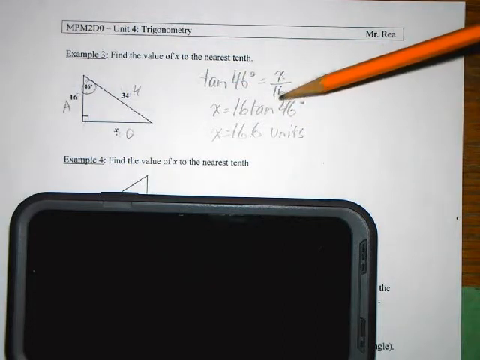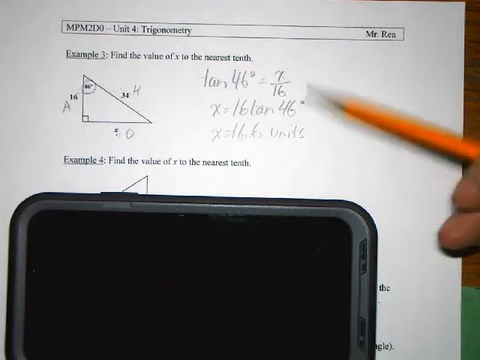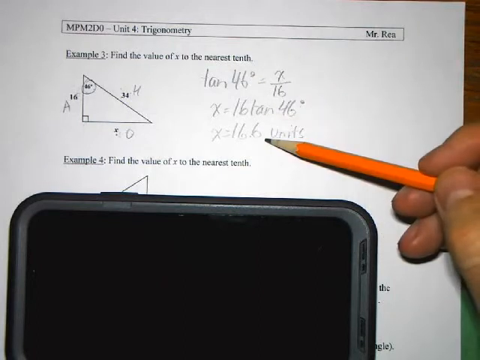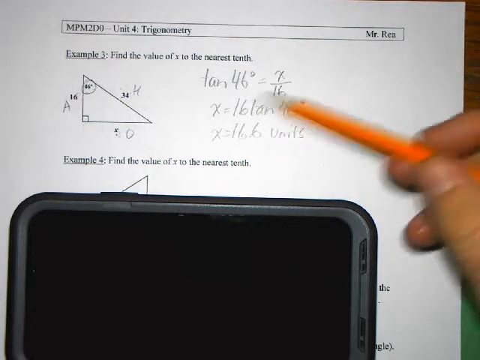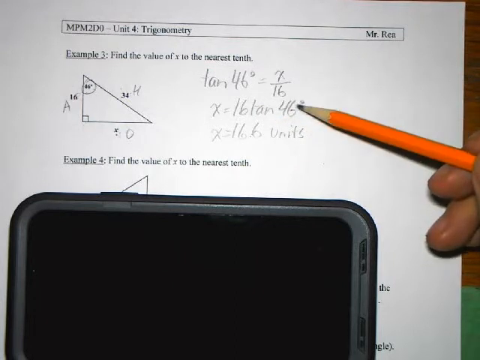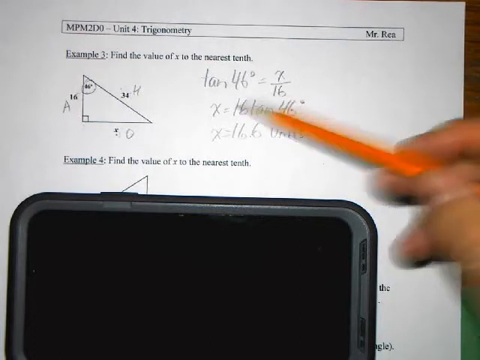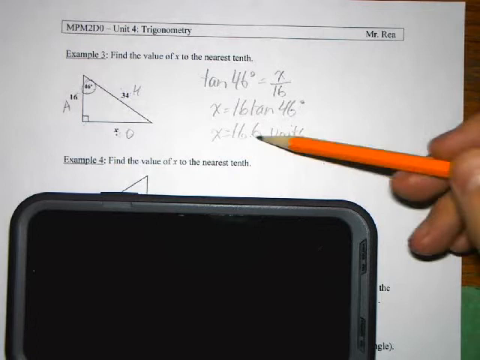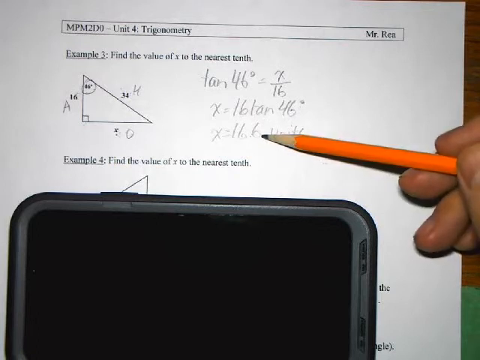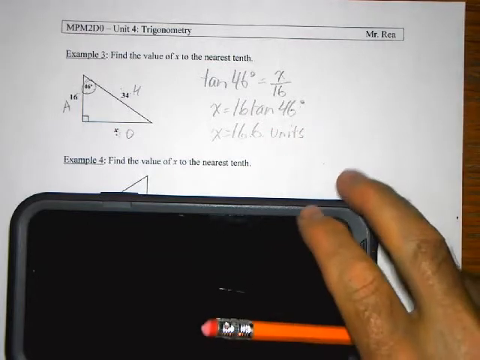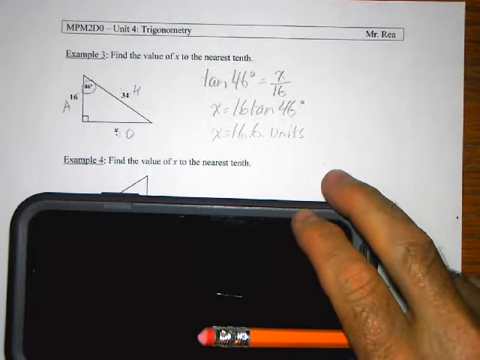Now, the other thing I want to point out too is, you notice I didn't do any rounding until I got to the very end. So that number we got when we did tan 46, I didn't write it down. I just kept on going and multiplied by 16, and then rounded at that point. So your goal in math should be, if possible, to only round your answer at the end. Otherwise, the more you round, the less accurate it will be.